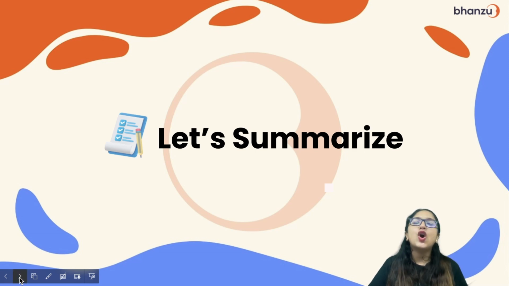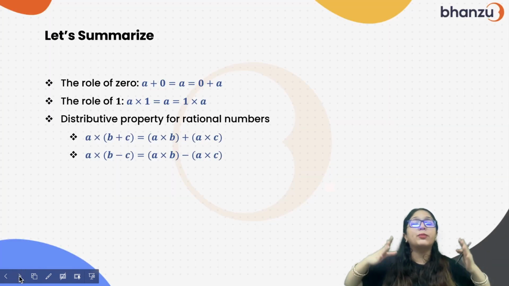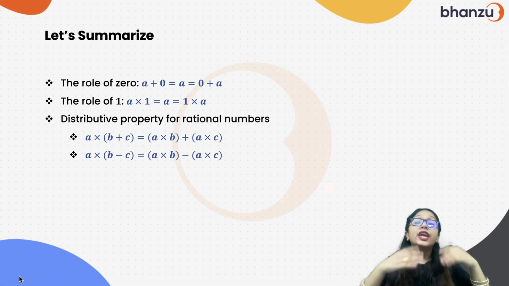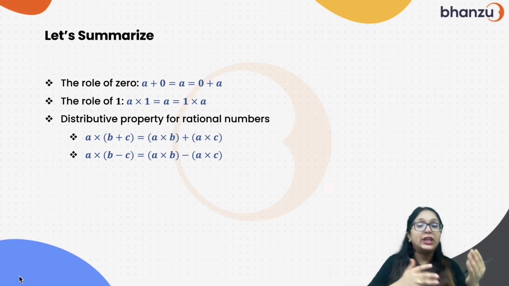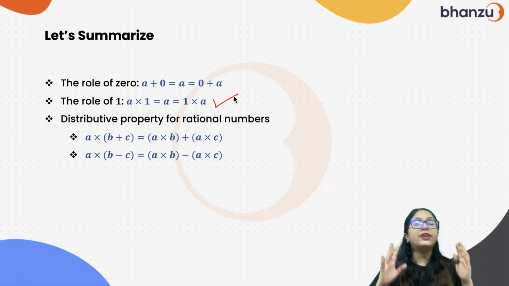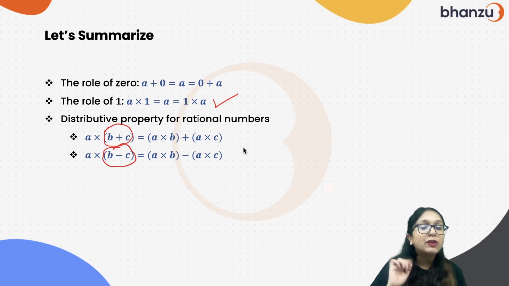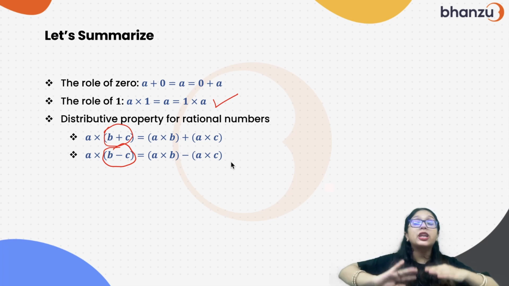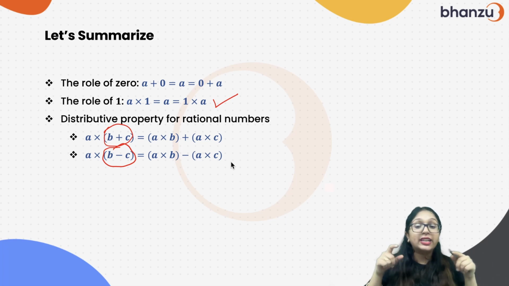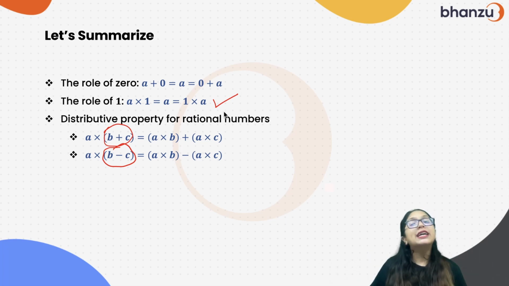So let's quickly summarize all of the things that we have learned today. We talked about the role of 0. That is, if you add 0 to any number, the answer is that number itself, right? So 0 is the additive identity. Then we talked about 1 is the multiplicative identity. Then we talked about distributive property. Yes, you can see that this is true in case of addition and subtraction. You can even check with multiplication and division. If you distribute the number with multiplication and division inside the bracket, then this is not going to work. This works over addition and subtraction only.